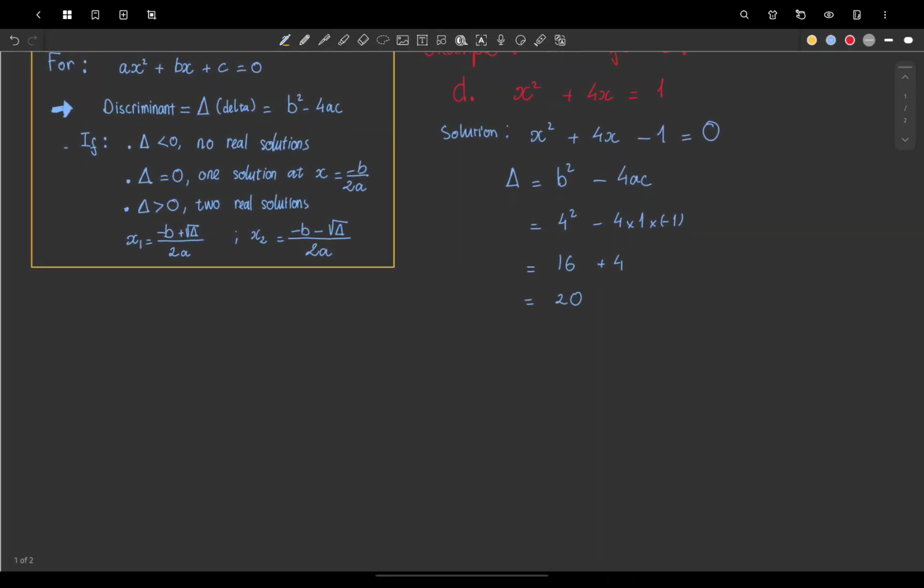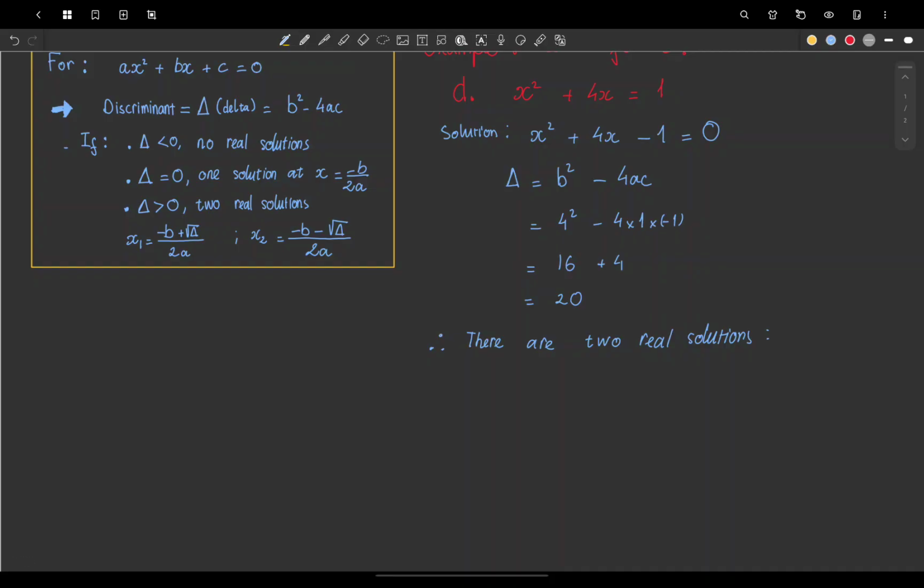So what you're going to do is conclude that there are 2 real solutions. You can just say 2 real or 2 rational solutions. It doesn't matter in this case. So there are 2 real solutions.